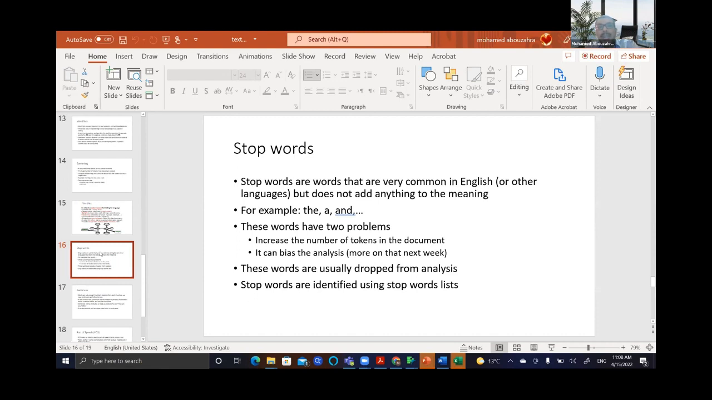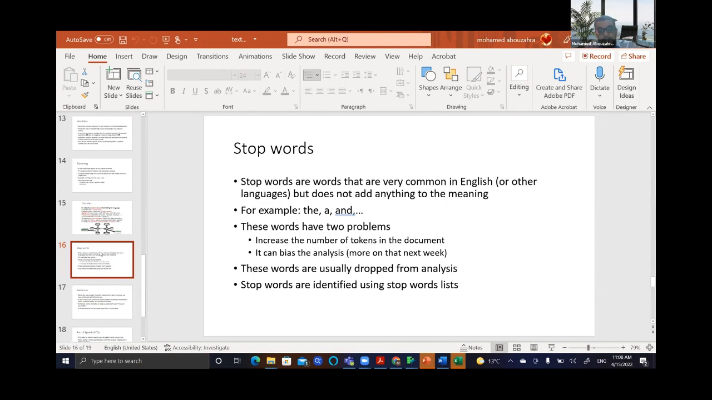Okay, there are two problems with stop words that can cause problems when we are analyzing our data. The first problem is it increases the number of words in our text, right? So instead of having 500 words in our text, we end up with 600 because of all the, a, and, or, and all of these no meaning words, right? And because we are working on PCs or on computers with limited capacities, if you increase the number of tokens too much, this will impact your ability to do the analysis. So we want to make sure we have as few tokens as possible.